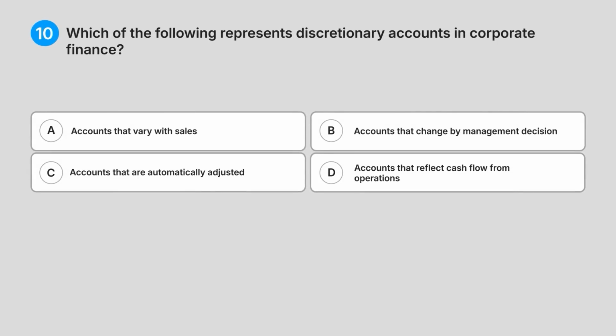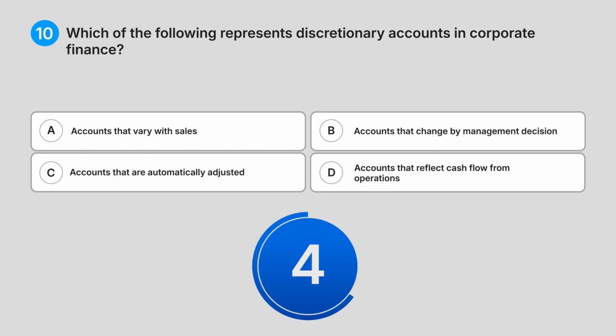10. Which of the following represents discretionary accounts in corporate finance? A. Accounts that vary with sales. B. Accounts that change by management decision. C. Accounts that are automatically adjusted. D. Accounts that reflect cash flow from operations. Do you know the answer?